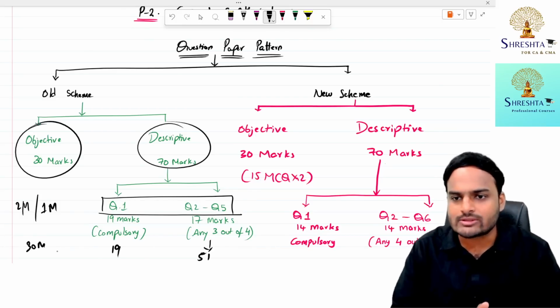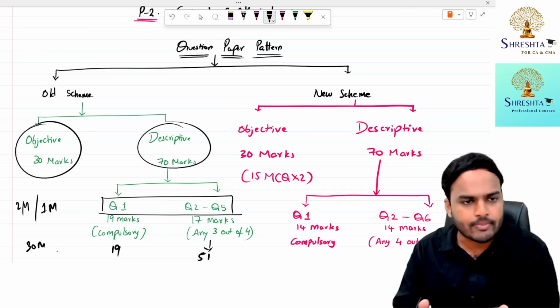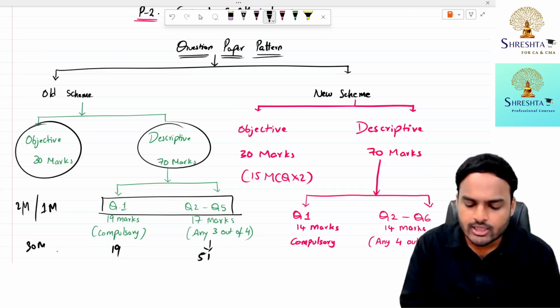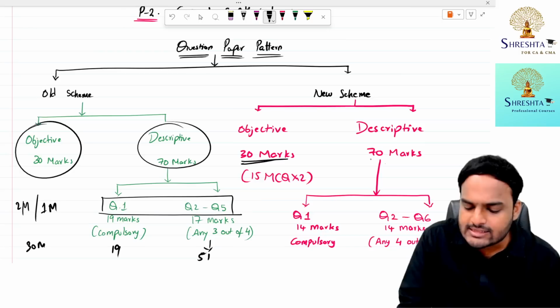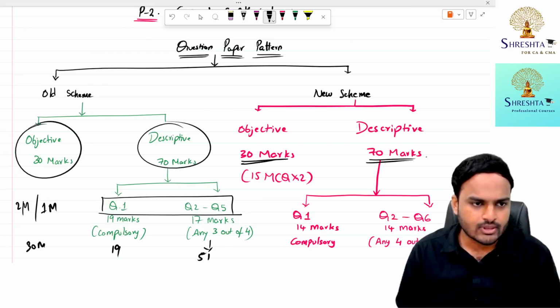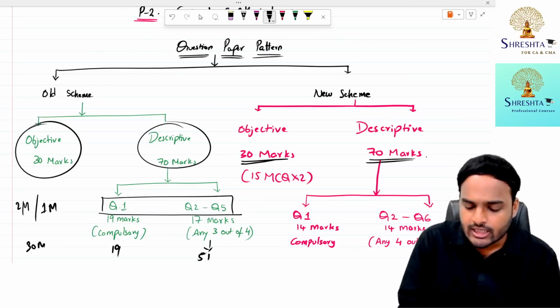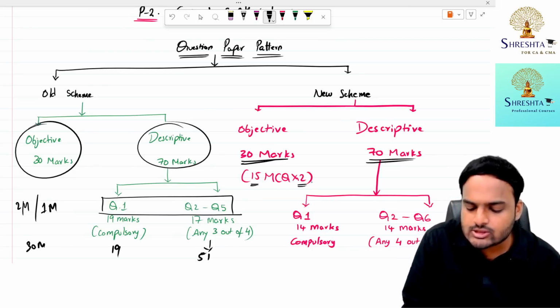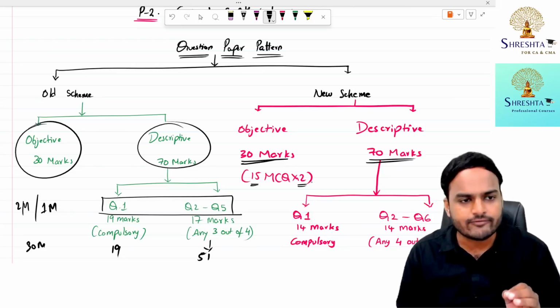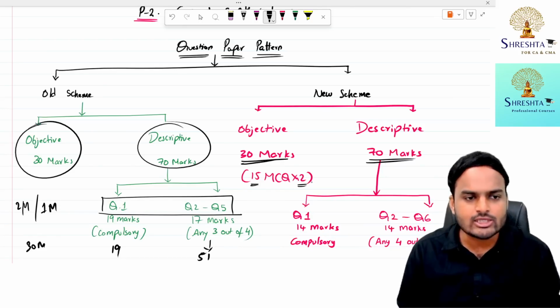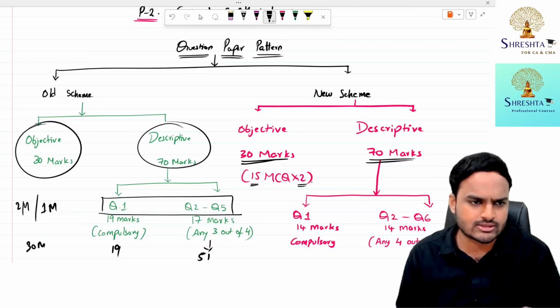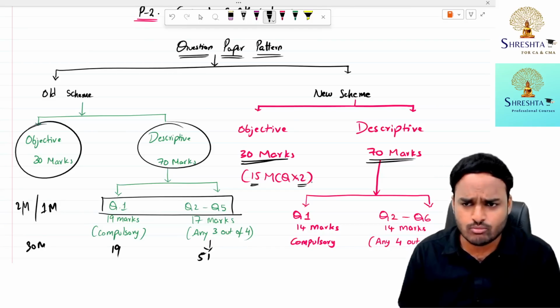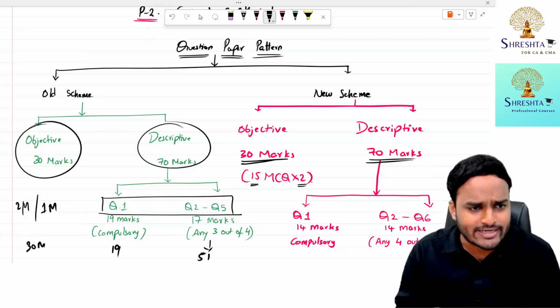Now coming to the new scheme, based on the mock test paper I prepared this. Here also, 30 marks objective and 70 marks descriptive. Coming to multiple choice questions, you will find 15 multiple choice questions in total, and each carries 2 marks. If you select the correct option, you will get 2 marks. If you select the wrong option, 0 marks.